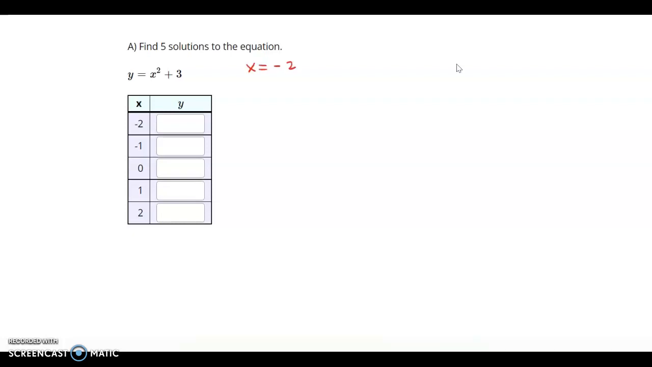So we can say, okay, x equals -2, so we'll have y equals (-2) squared. Very important that this goes inside of parentheses. So I'm just plugging it into this equation. So x squared plus 3, and then I solve it, so I get 4 plus 3, or 7. So 7 would be the first one.